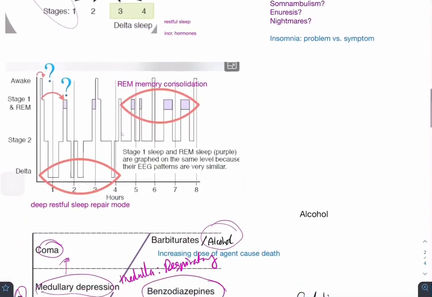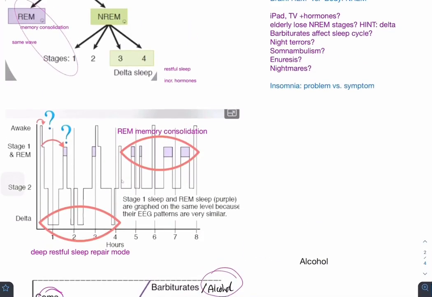I'll show you these diagrams right here, going back to the sleep cycle. We discussed it already, but at stage 1 sleep and REM sleep. Stage 1 sleep is where it's starting to enter into the stages of 1, 2, 3, 4. The stage 1 EEG reading is quite similar to REM sleep.